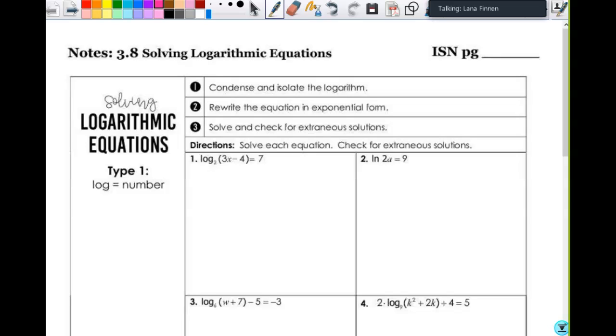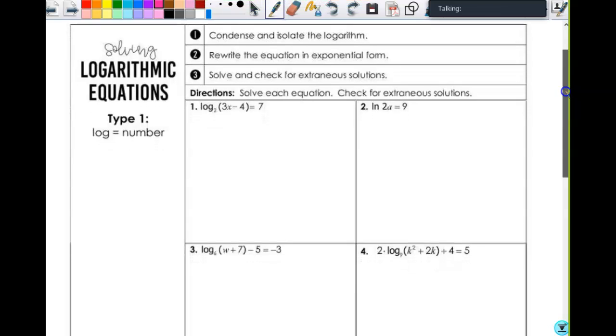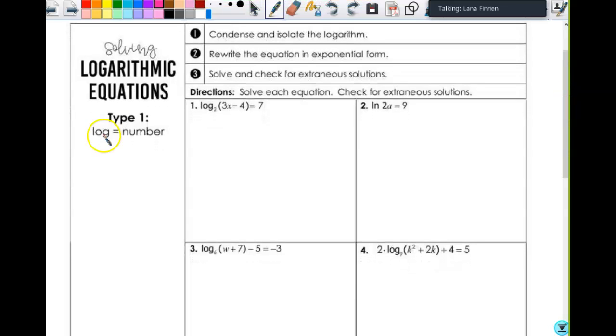All right, so we're going to be solving logarithmic equations. Yesterday we solved exponential equations. So here are our steps to do that when we have a log equaling a number, so like this right here. We're going to condense and isolate the logarithm. On 1 and 2, they're already condensed and isolated because it's just a log equal to a number.